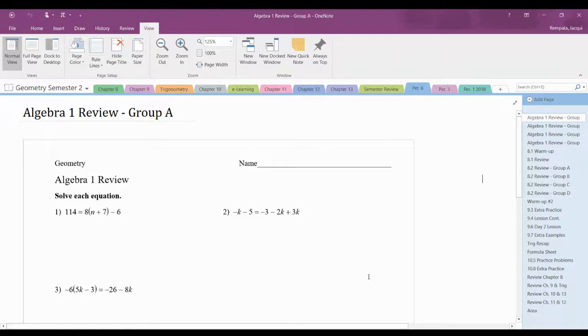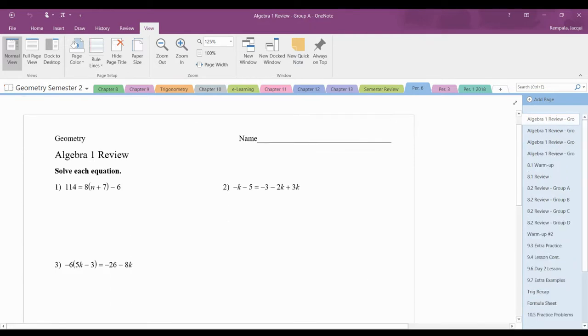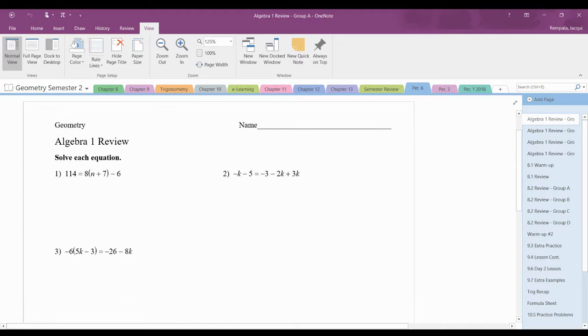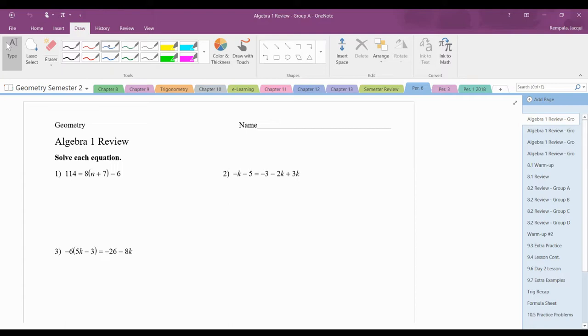Today we're going to look at some review of algebra concepts. And these algebra concepts are going to help us throughout this semester of geometry. So notice that the first couple of problems, I'm asking for us to solve equations. Equations are something that you've been solving for quite a few years now, and it's something that we'll be continuing to do this semester.